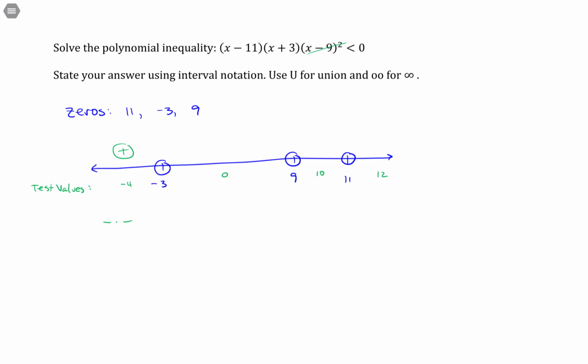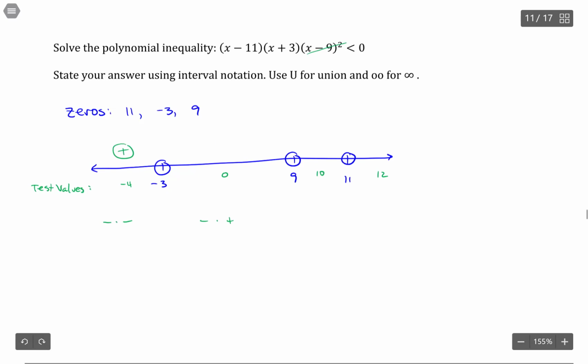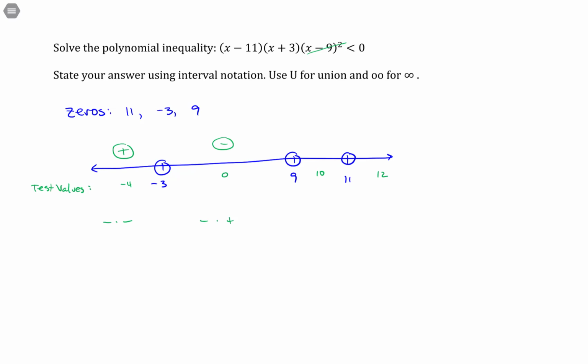If I plug in 0 here, 0 minus 11 is negative, 0 plus 3 is positive, so this is a negative result. If I plug in 10, 10 minus 11 is negative, 10 plus 3 is positive. So this is a negative result. And then 12, 12 minus 11 is positive. So positive times positive, so the result is positive.